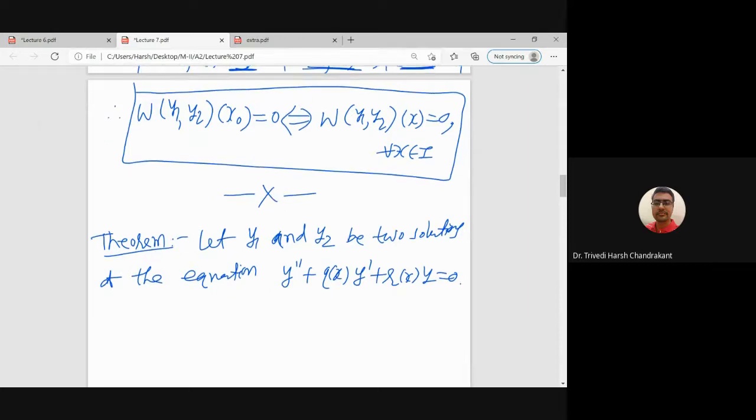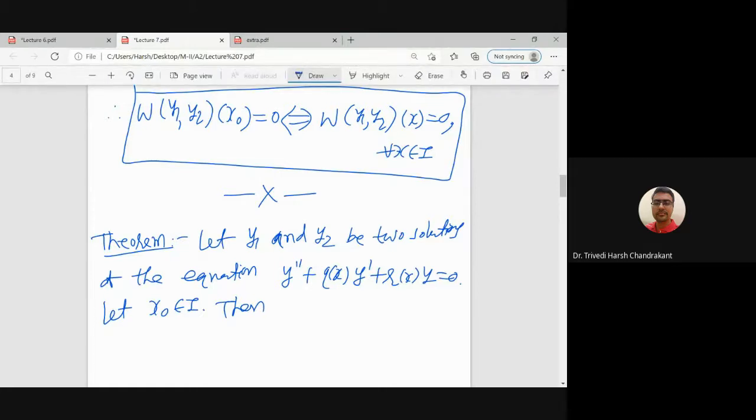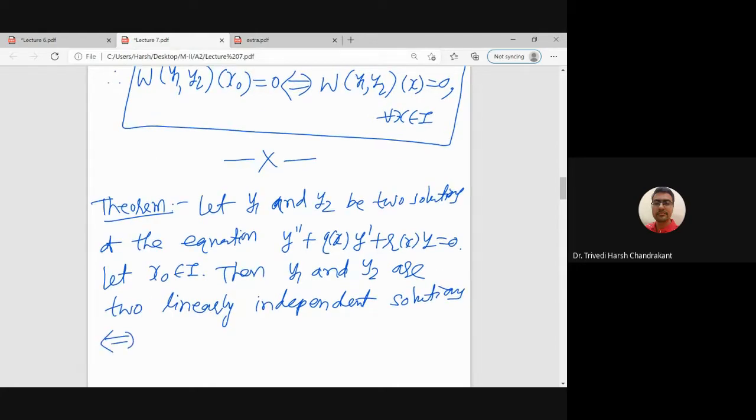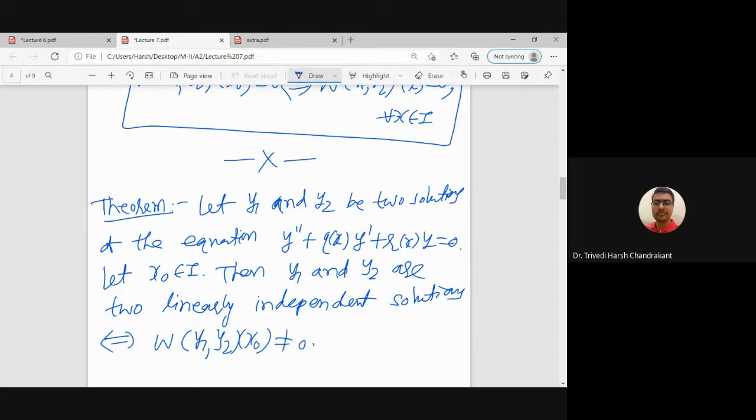So how to check whether these two solutions are independent or not? Then y1 and y2 are two linearly independent solutions. We'll check this using the equivalent condition, that is in terms of the Wronskian. So if the Wronskian is non-zero, the solutions are independent.